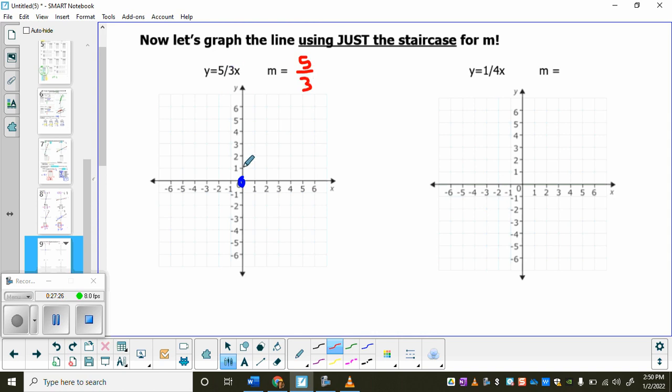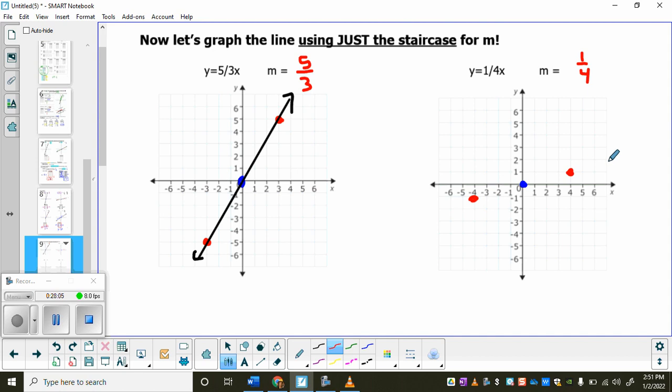This time it's a 5/3, so I'm going to go up 5 and then over 3. And I'm going to run out of room. So I'll just go down 5 and back 3, and there I have my line. Okay? So that's the equation, 5/3 x, graphed on the coordinate plane. If we saw 1/4 x, again, it's going to start right here at the origin. And my staircase, my rate of change is a 1/4. So I'm going up 1 over 4. And I could go down 1 back 4.